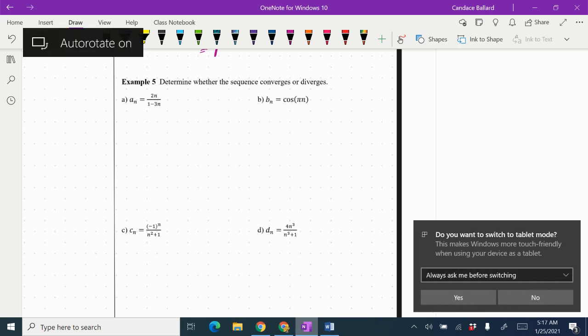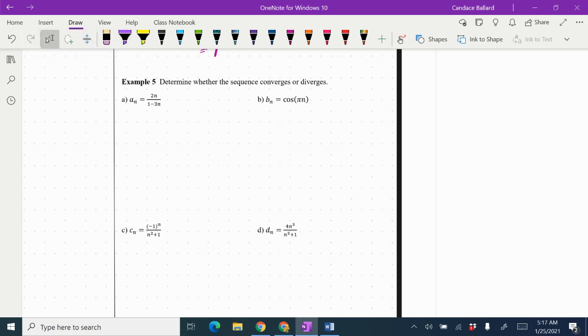In this video, we're going to continue topic 10.1, and we're going to look at example 5. So in example 5, we need to determine if the sequence converges or diverges. So basically, does it have a limit or not?